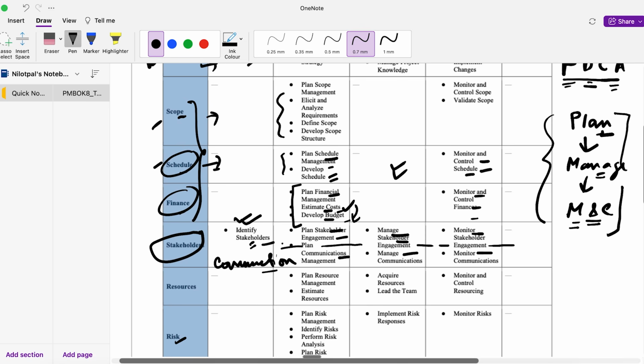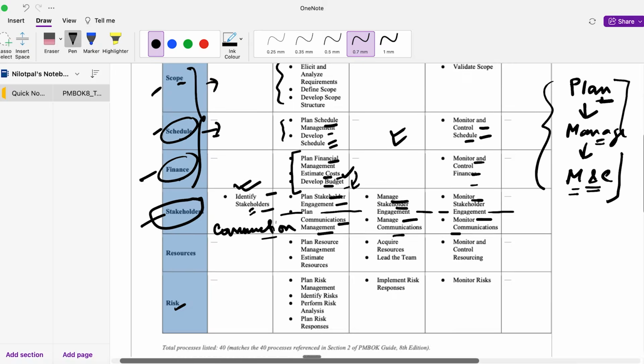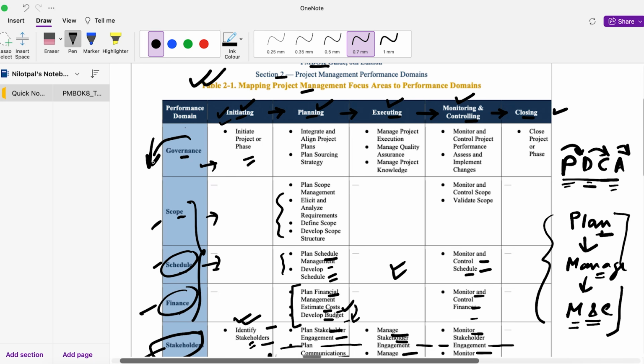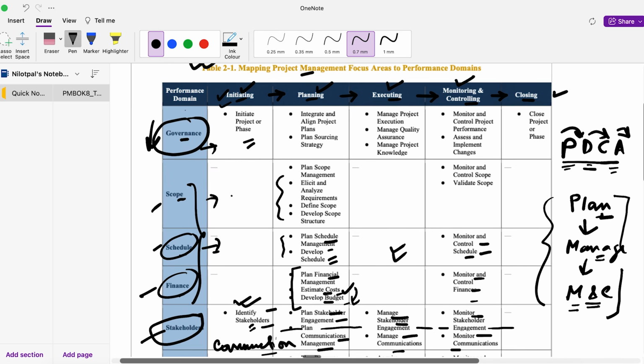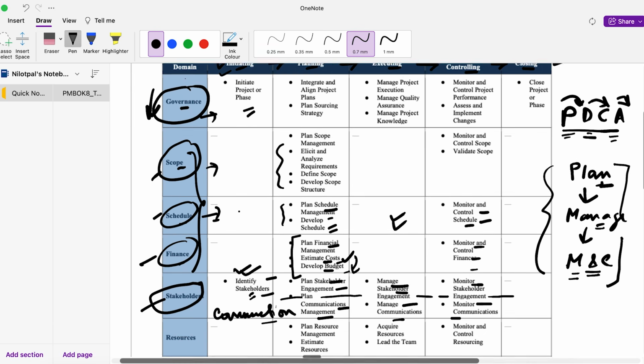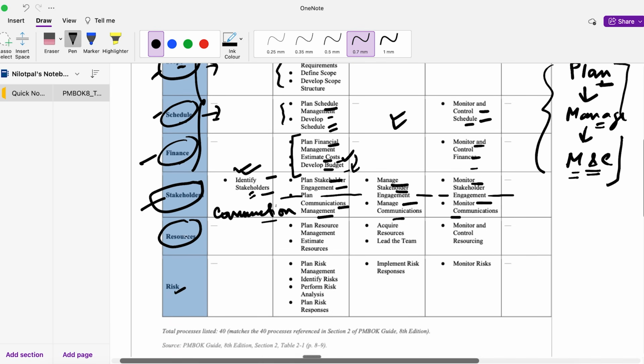Very easy. We have covered schedule, which follows the same pattern: plan, manage, monitor and control. We have covered finance, which follows the same pattern: plan, manage and control. We have covered stakeholders, which follows the same pattern with one extra step, which is to identify the stakeholders, and then it's plan, manage, control. Communication follows the exact same pattern: plan, manage, and control. Now that leaves us with governance, which is right here, which we will learn in a second. That leaves us with scope, and that also leaves us with resources and risk.